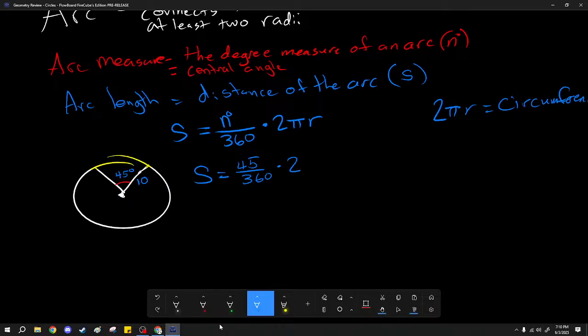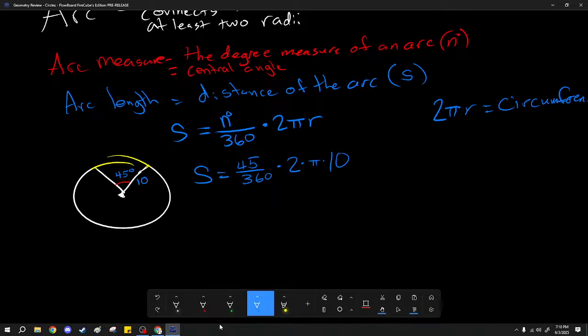Times 2. And when you see things touching each other like this and there's nothing in between, that just means they're multiplying, so I'll write that here, times pi times r. R is our radius, so let's look. Look at that. We have our radius, 10. So we have 2 times pi times 10, and also times this fraction.